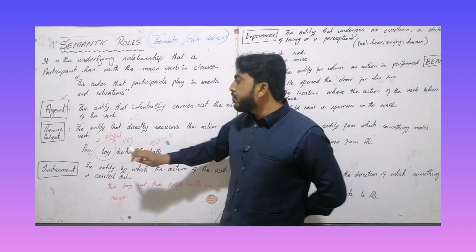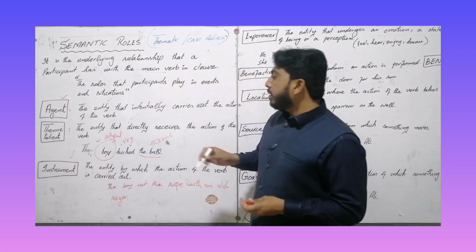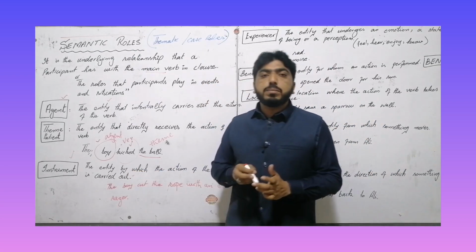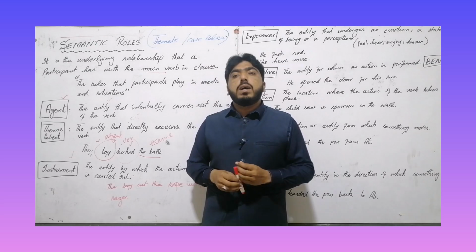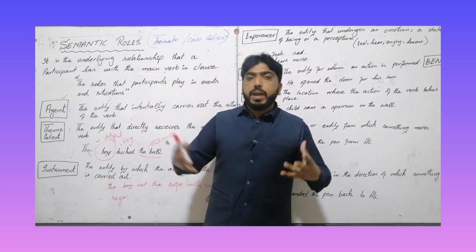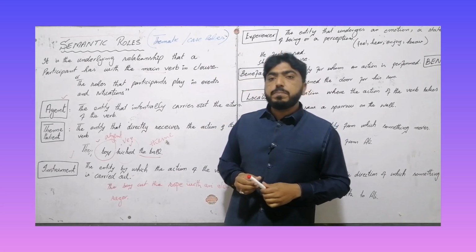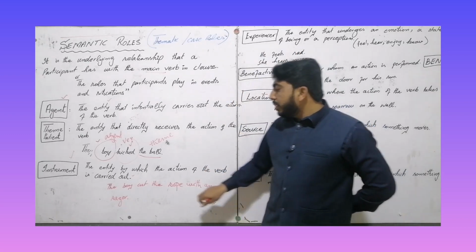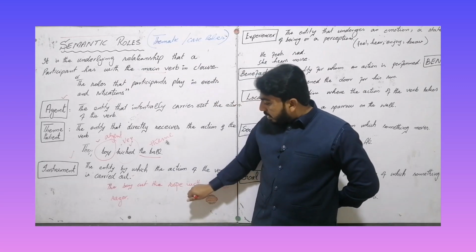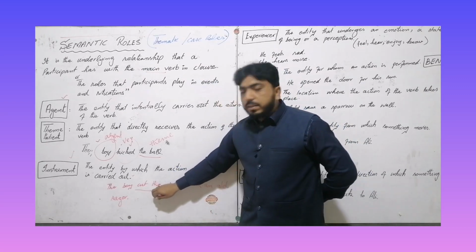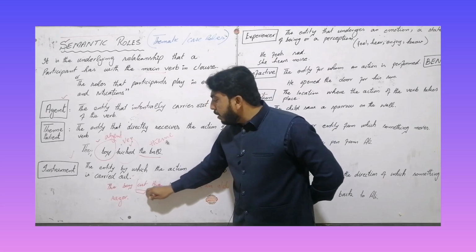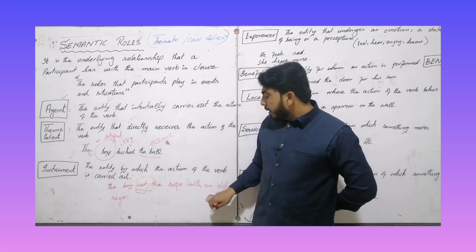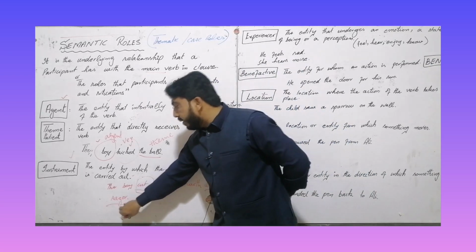Another role is instrument. Instrument is the entity by which the action of the verb is carried out. Sometimes an action is performed by taking help of another entity. For example, the boy cut the rope with an old scissor. The cutting of the rope is an action, and this action is being performed with the help of another object, another thing, that is an old scissor.